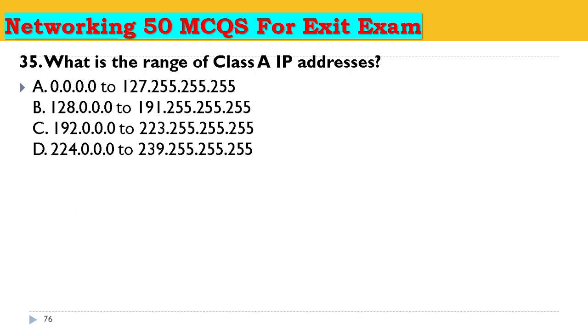What is the range of class A IP address? The range of class A IP address is 0 up to 127.